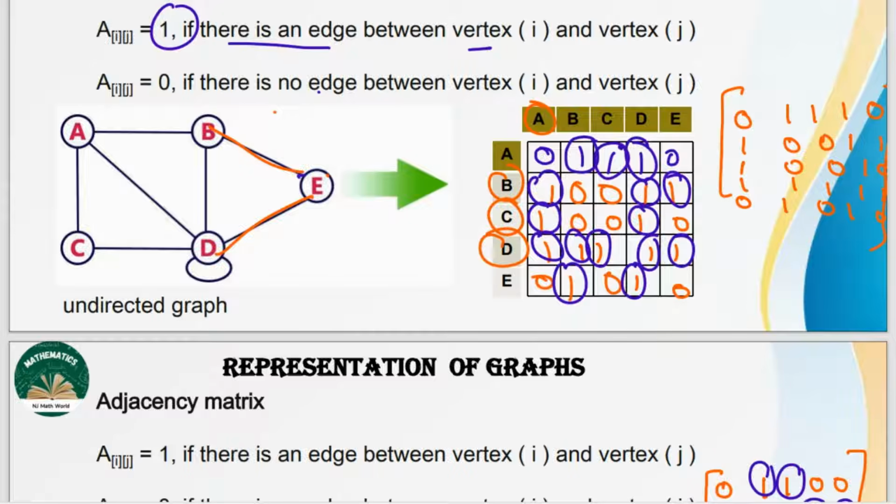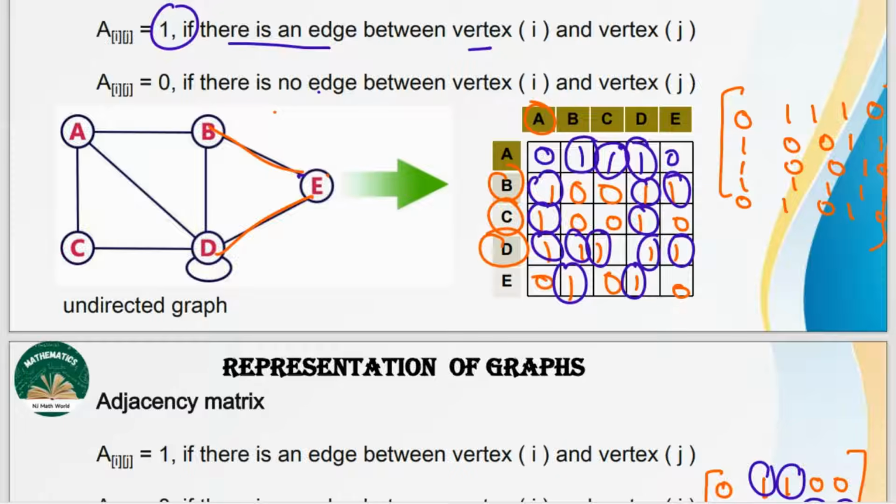Then A to E we don't have. Then B to A, yes, 1. B to B, 0. B to C, 0. B to D is 1. Then B to E is also 1. Then C to A is 1. C to B is 0. C to C is 0. C to D is 1, and C to E is 0. Then D to A is 1, B is 1, C is also 1.